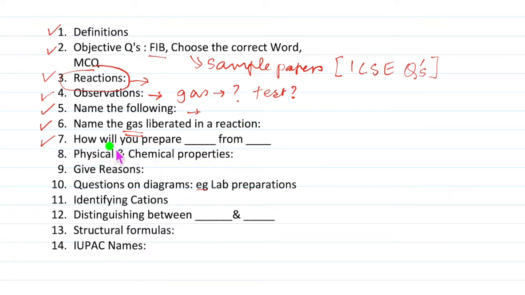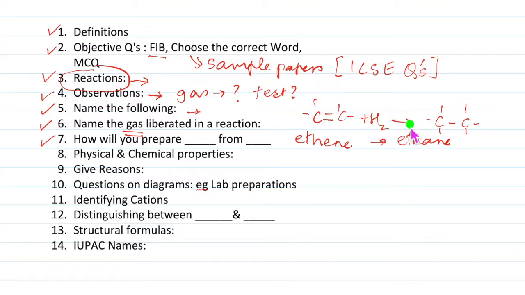Then the next question is how will you prepare dash from dash? For example, you have ethene, and from ethene you have to prepare ethane. So learn the preparations like this. Ethene means it will be C double bond C with the 2 H's. Ethane will be C single bond C with the 3 H's per carbon, which means you have added hydrogen to this ethene. Now for hydrogen, know what is the condition, learn the conditions by heart. If the conditions are missing, the marks will be missing.